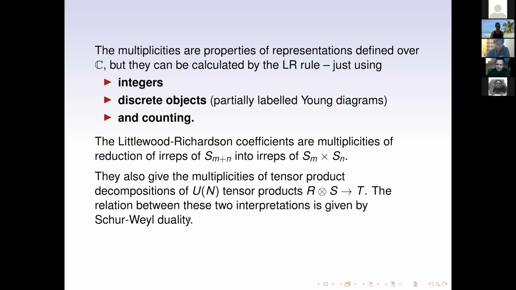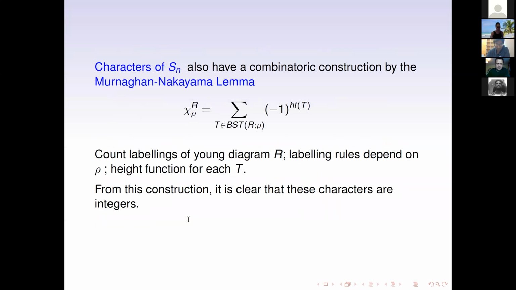So that kind of plays a role in things. There's another quantity, the characters of Sn, which are specified by a Young diagram R and a conjugacy class of the symmetric group. Again, there is a combinatoric rule. You take the Young diagram, there are some labeling rules that depend on the conjugacy class you're choosing. And once you have labeled them, you call the labeled thing a tableau.